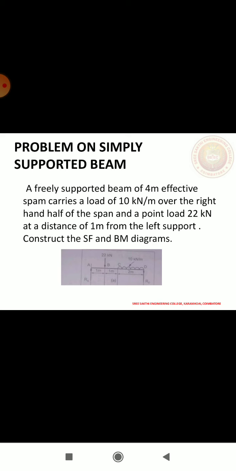You see the diagram. In this we have 4 points, that is A, B, C and D. We have two supports at both ends, A and D, a point load of 22 kN at point B, and a UDL, that is a uniformly distributed load, of 10 kN per meter between C and D. The distance between A and B is 1 meter, B and C is 1 meter, and C and D is 2 meter. The total length of the span is 4 meter.